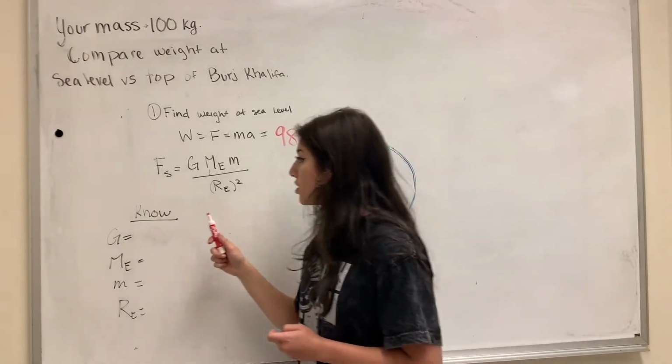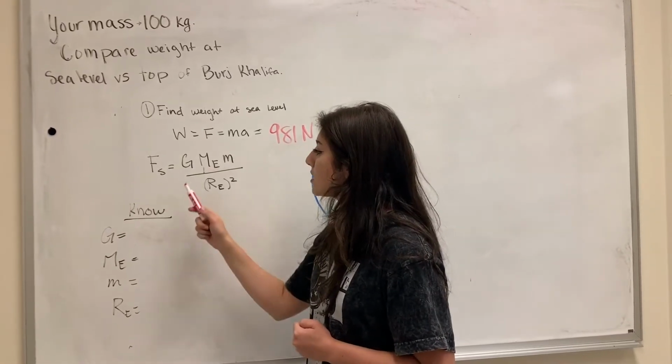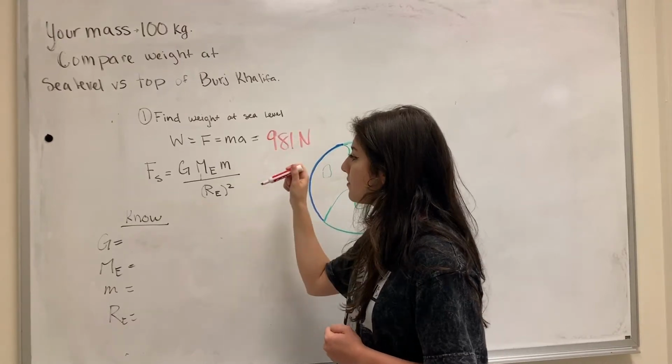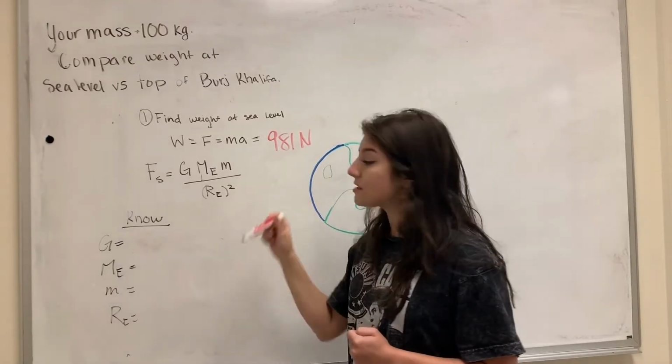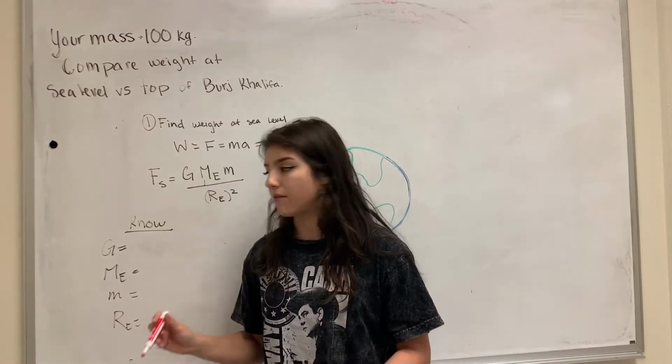So we're going to use this equation, which is Newton's law of gravitation. Basically it says that our force at sea level equals the gravitational constant times the mass of Earth times our mass, all divided by the distance squared. In our case, the distance is the radius of the Earth.